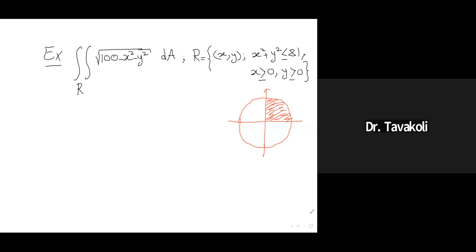How can I describe this in terms of polar coordinates? The part inside the disk is easily described as r ranges from 0 to 9, because the distance from the origin is less than or equal to 9, so it's from 0 to 9. X and y positive means that the angle that the points, when connected to the origin, make with the positive direction of the x-axis cannot be beyond pi over 2. So theta is between 0 and pi over 2.